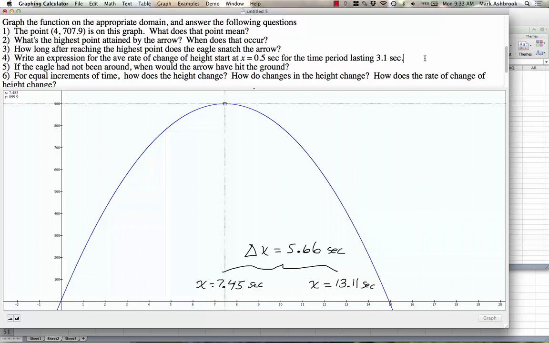Who's going to get to do this? Let's see. How about James? How did it go? Sean back there, how'd it go? Okay. I can't remember her name. Who sits next to, Hia. How did this go? Number 4, write an expression for average rate of change of height.